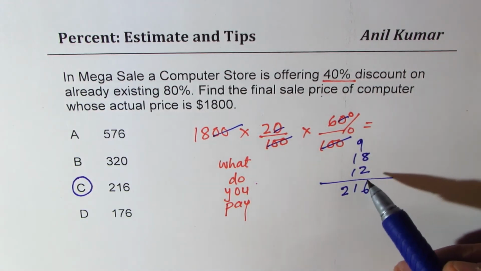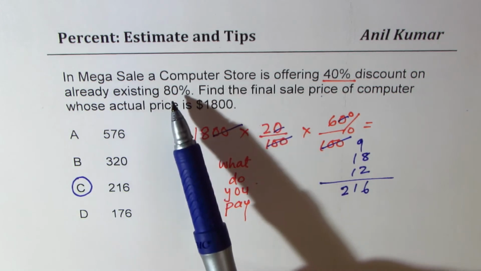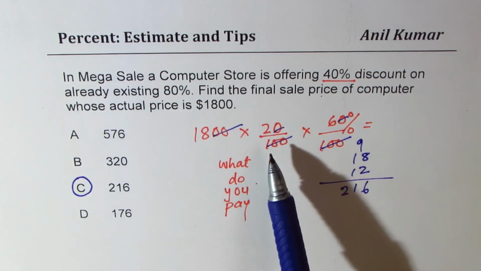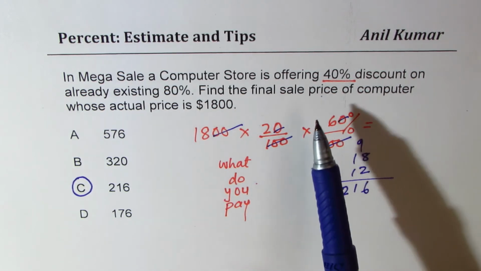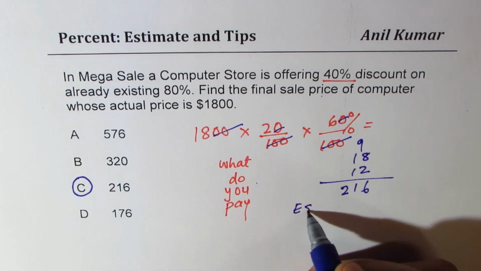Perfect. Or you could do 2 times 8, 16 and go about it. No problems. But I hope you get an idea. So you have to first decide, if given some percent, do we take the same number or do we take 100 minus that number? So from the question, you should be in a position to take that decision. That's a critical decision to answer such questions. And how do you get along with it? It is by estimating.